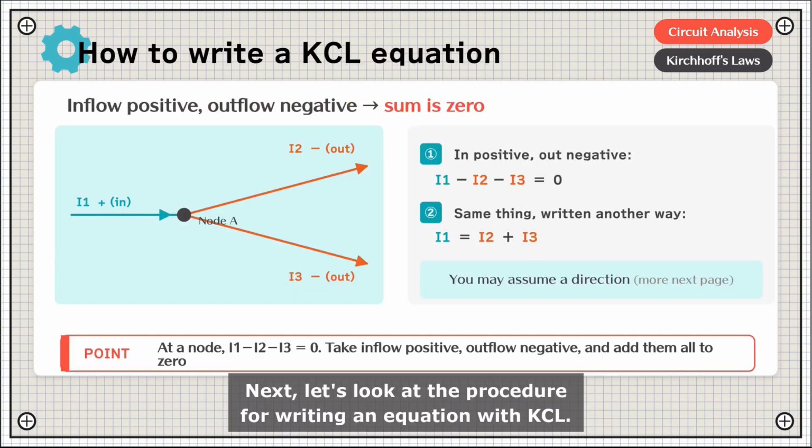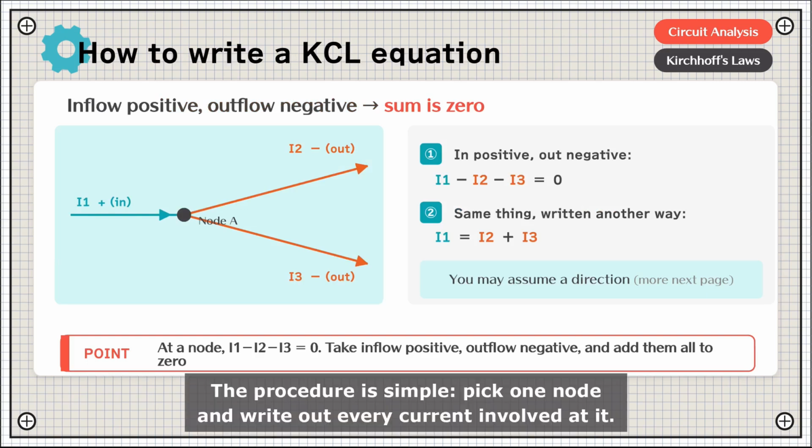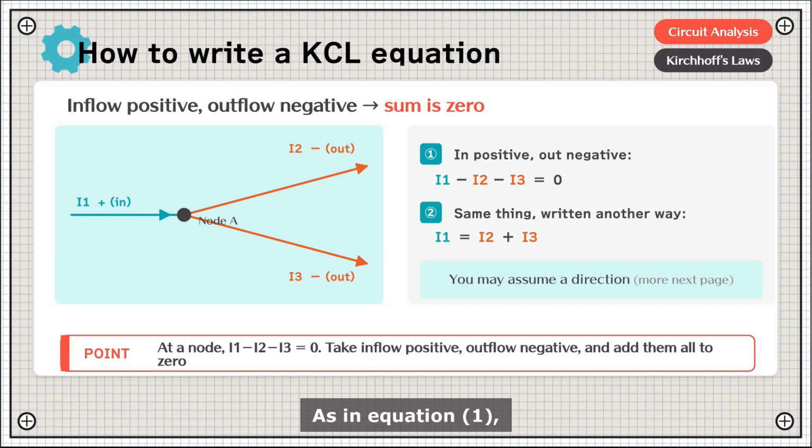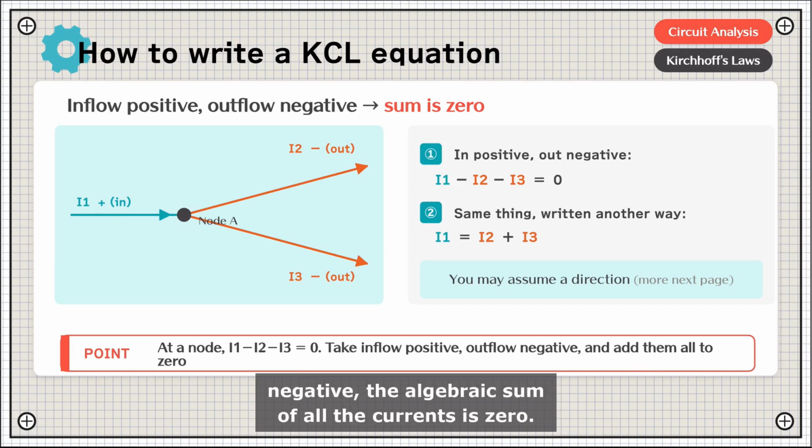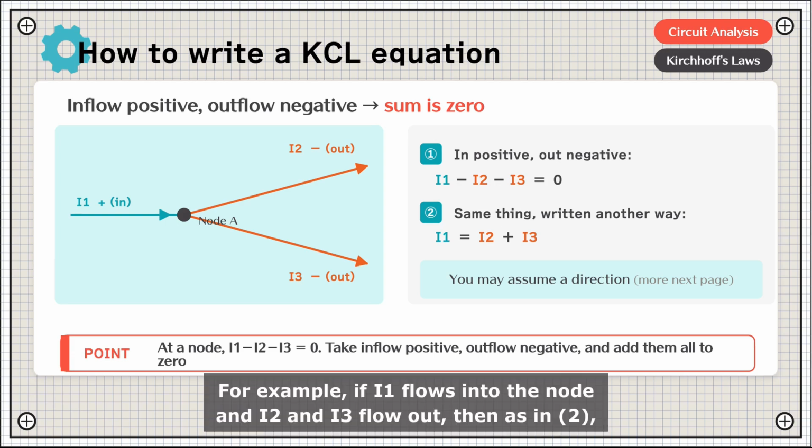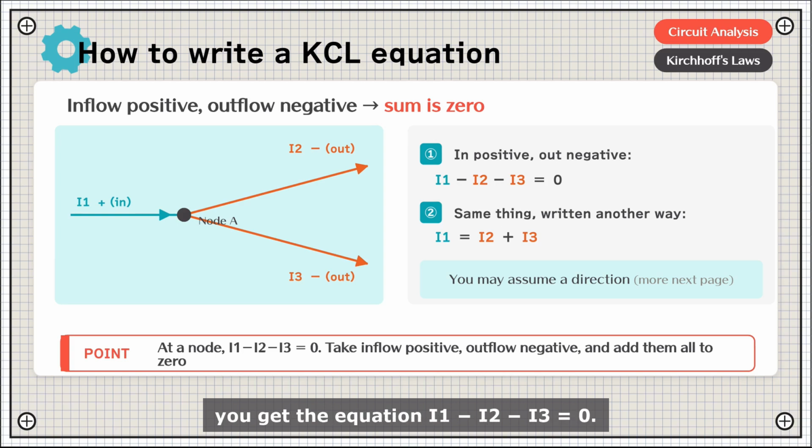Next, let's look at the procedure for writing an equation with KCL. The procedure is simple. Pick one node and write out every current involved at it. As in the first equation, if you take currents flowing into the node as positive and currents flowing out as negative, the algebraic sum of all the currents is 0. For example, if I1 flows into the node and I2 and I3 flow out, then as in the second one, you get the equation I1 minus I2 minus I3 equals 0.